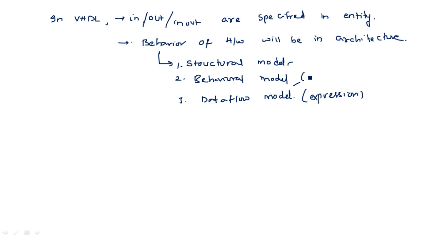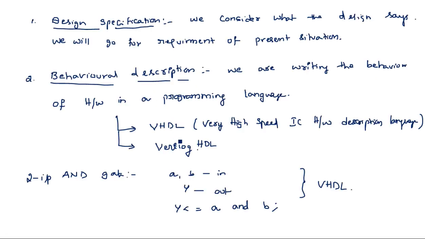Okay, in behavioral modeling, based on the truth table we are writing. In the structural model, based on structure, internal architecture. So these are the three different styles we are going to write for VHDL. Similar case with respect to Verilog also.